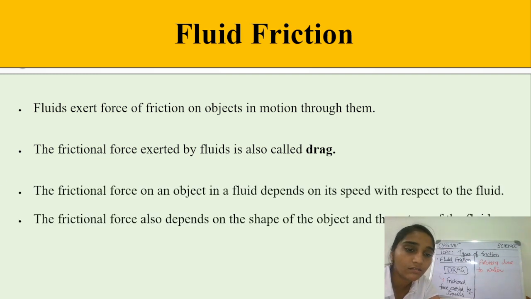So now students, we have seen how the frictional force is exerted on the objects in motion through fluids. The frictional force on an object in a fluid depends on its speed with respect to the fluid. Definitely it will depend on its speed, right? And it also depends on the shape of the object and the nature of the fluid, what kind it is. So these all are the factors on which fluid friction depends. These factors we will elaborate more in a separate class, where we see how it depends on the speed, shape and size of the object and the nature of the fluid. Okay, yes, very good.